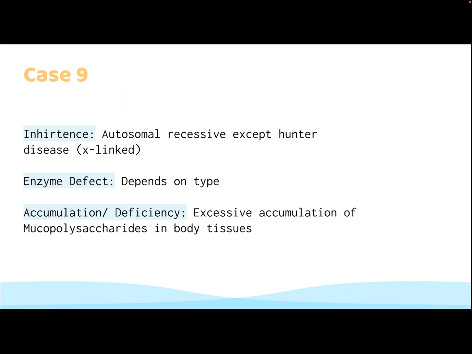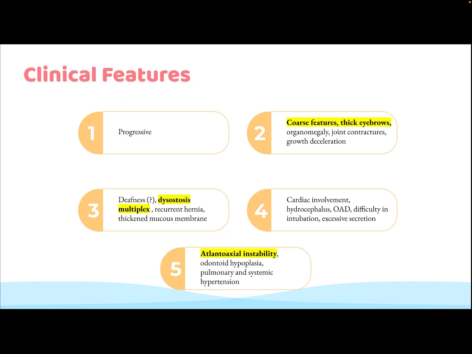هي مجموعة من الديزيز اللي يكون في عندهم يعني مشكلة في الميوكوبوليساكرايدز in the body. It will accumulate in the body. It's an autosomal recessive. كل المجموعة هذه autosomal recessive ما عدا نوع واحد منه هو الهانتر disease X-linked. الإنزيم defect يعتمد على الأنواع. نحن we are going to discuss 4 types of the mucopolysaccharidosis. وكلهم يصير عندهم glycosaminoglycan accumulation أو نسميها mucopolysaccharides. وهذه المركبات وجودها غير صحي في الجسم.